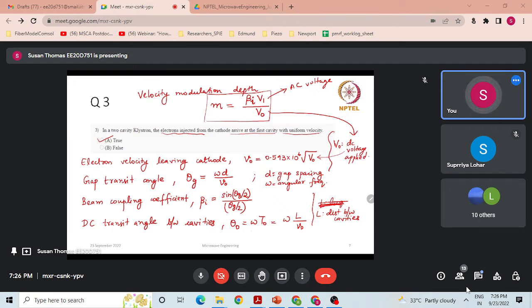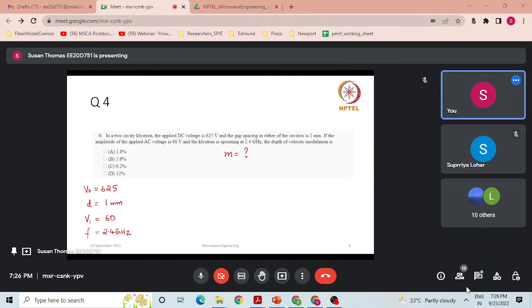Okay, so let's try to solve this sequentially. First you need to calculate the electron velocity leaving the cathode: 0.593 into 10 power 6 into square root of V naught, nothing but the DC voltage. So 0.593 into 10 power 6 into root of 625. Can you please calculate and let me know the answer?